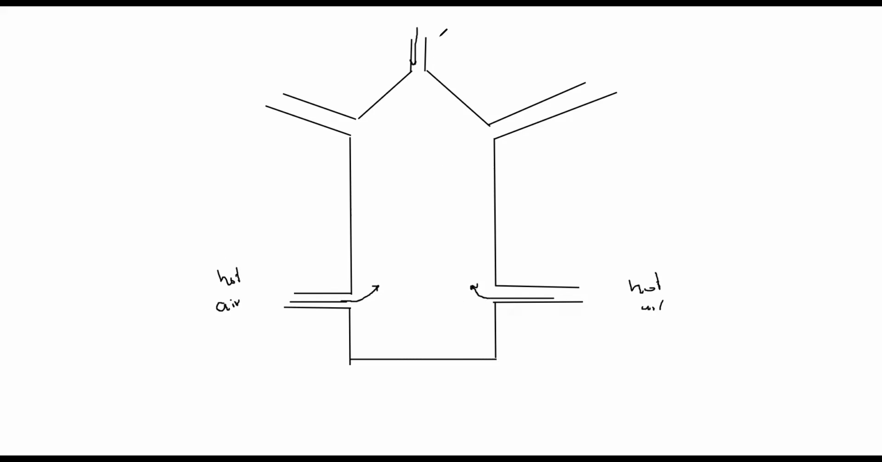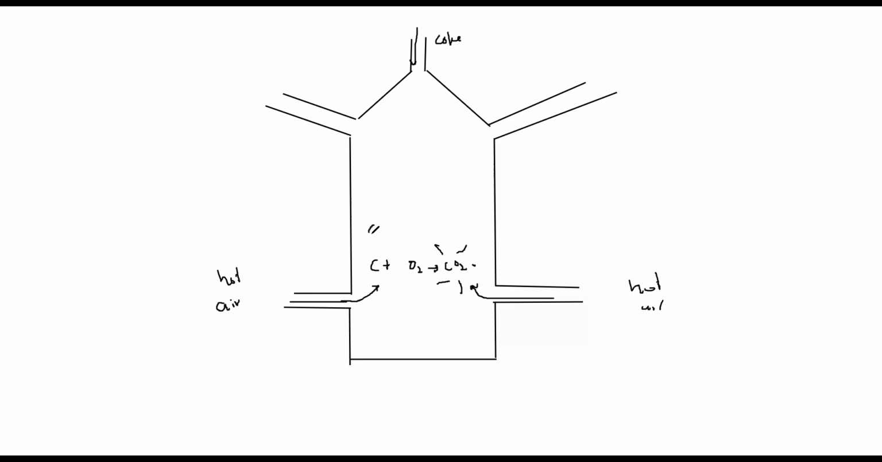First, we add coke from the top, carbon. So carbon from the top and oxygen from the bottom, they react with each other. And this combustion, or formation of carbon dioxide, it releases the heat energy. So the temperature of the furnace increases.